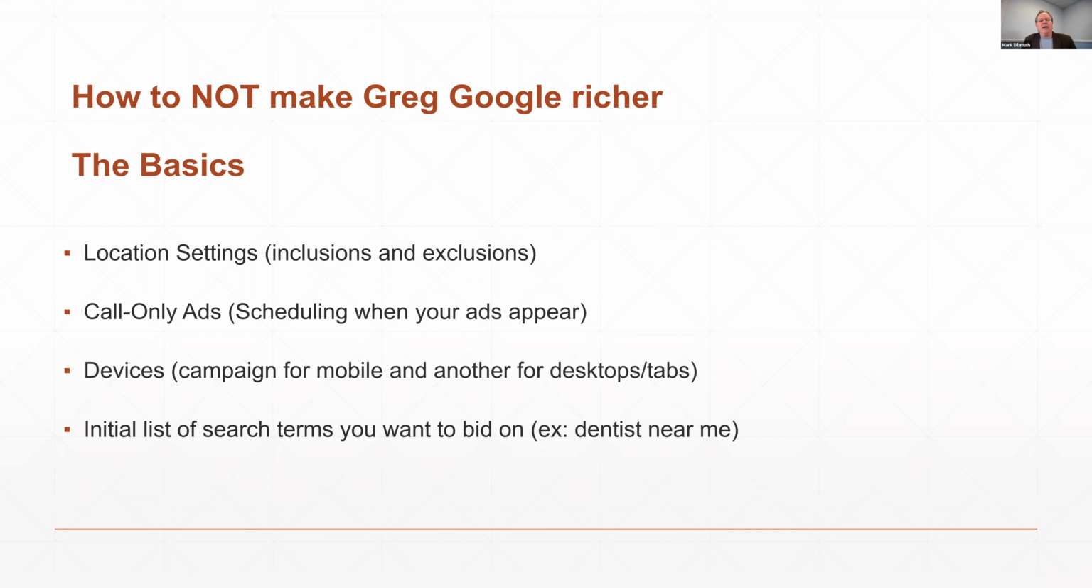It's really geography. So many of you could get away with just a circle around your practice of, let's say, 10 miles. And I want all people searching for dental services within that 10 miles to see my ad. That's basically what you're bidding on. Well, what if that doesn't apply to you?